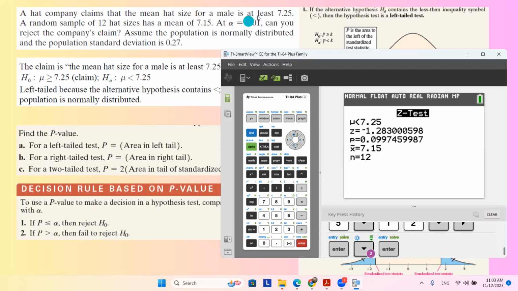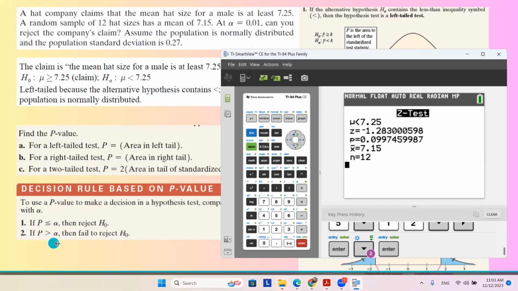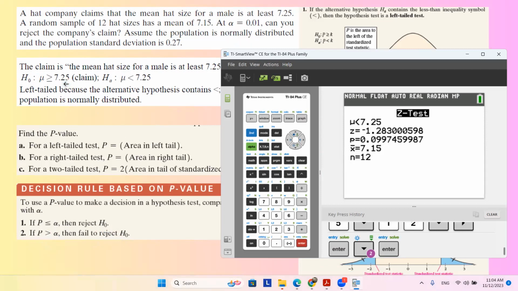10% compared to 1%, 10% is more than 1%. So you fail to reject the null hypothesis, or you support the null, or you support the claim. Again, it doesn't matter if you use the p-value or the rejection region, the results must be the same.